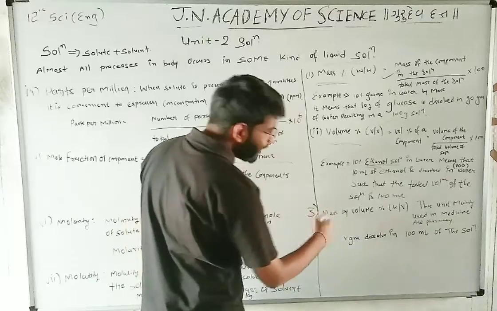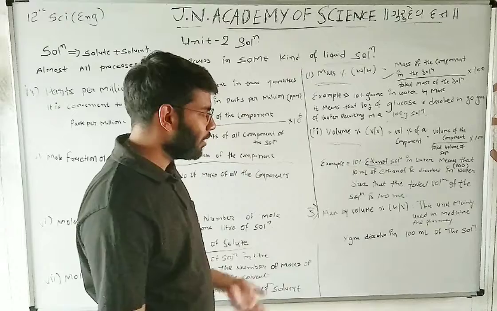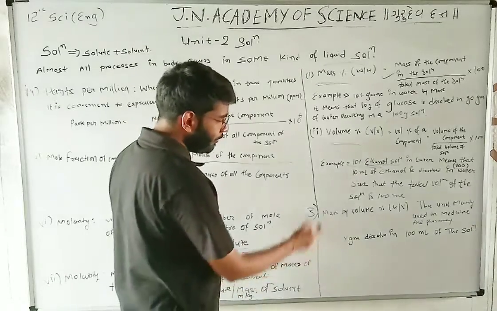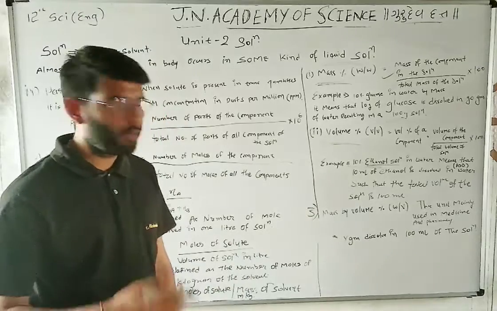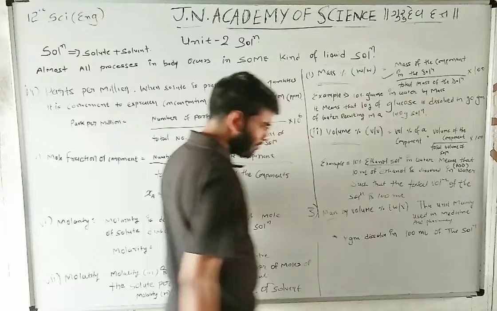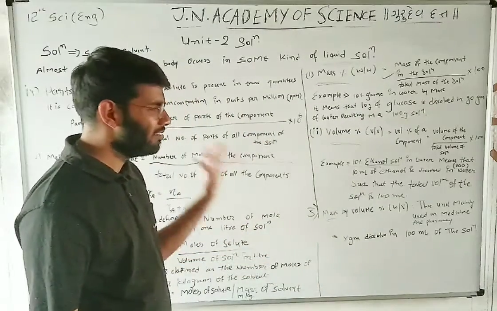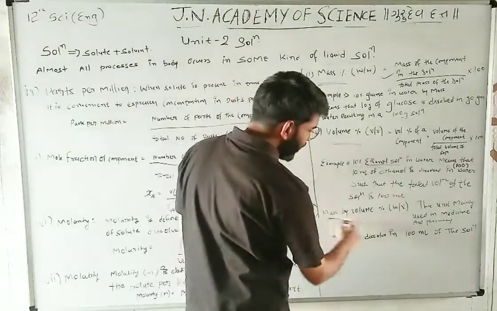Third one is mass by volume. This is a unit mainly used in medicine and pharmacy. It means X gram of any solute dissolved in 100 ml of the solution. Any X gram, 1 gram in 100 ml, 2 gram in 100 ml. It's called mass by volume.